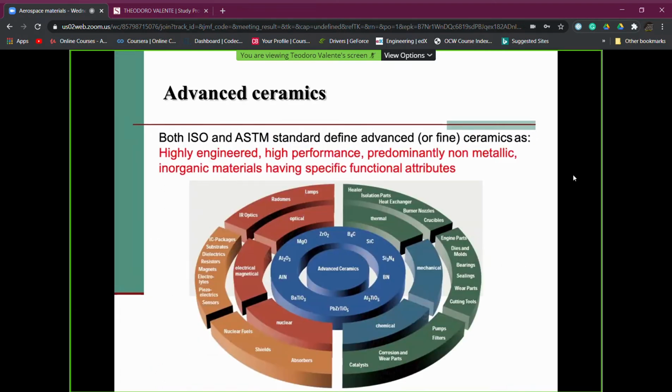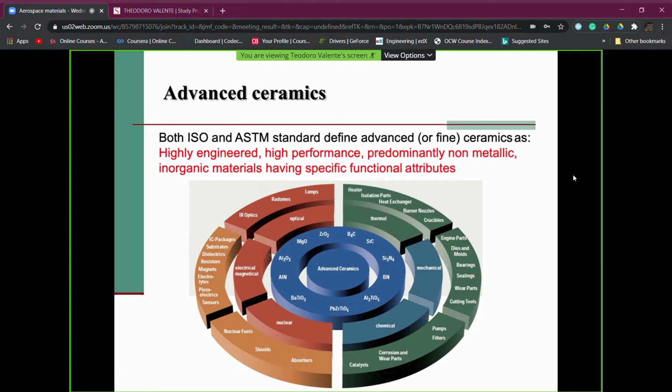What is interesting for our application is the class of the so-called advanced ceramics. The advanced ceramics also have a standard definition from ISO or the American Society for Testing and Materials. They are also sometimes called technical ceramics, or fine ceramics, or engineering ceramics, which are synonymous, where we are looking, first of all, for materials having very low values of porosity.